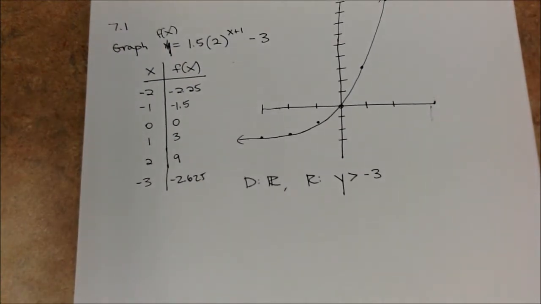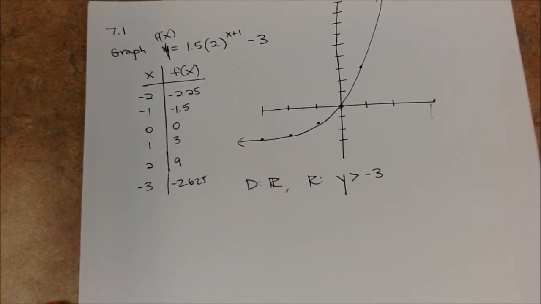All right, so 7.1. Got that under control. 7.2, we looked at some exponential equations. All right, so I'm going to walk you guys through a couple of those, just some different equation examples.